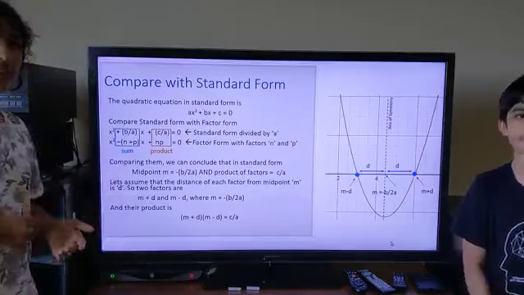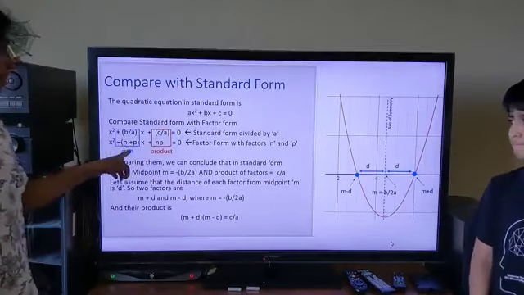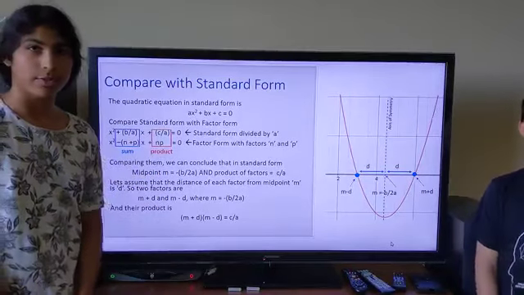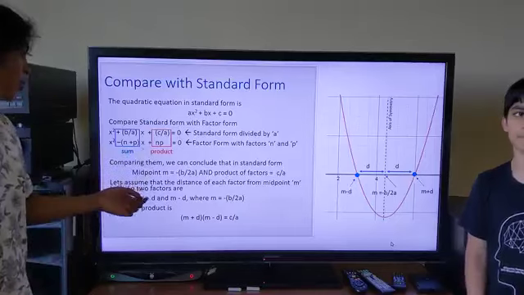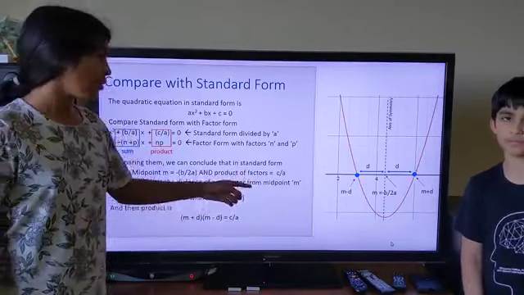So comparing factor form and standard form, when standard form is divided by a, negative b divided by a is the sum of the two factors, and c divided by a is the product of the two factors. So the midpoint is negative b divided by 2a, and the product of the factors would be c divided by a.